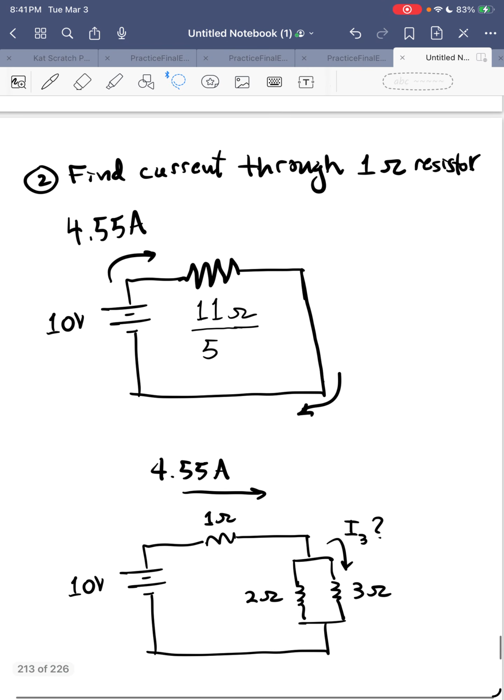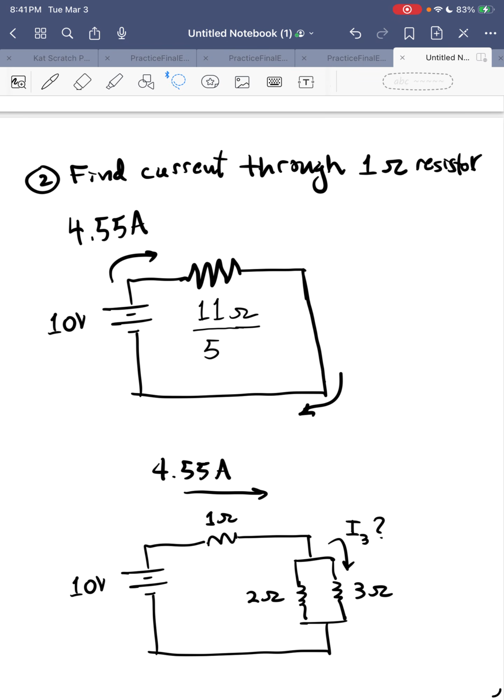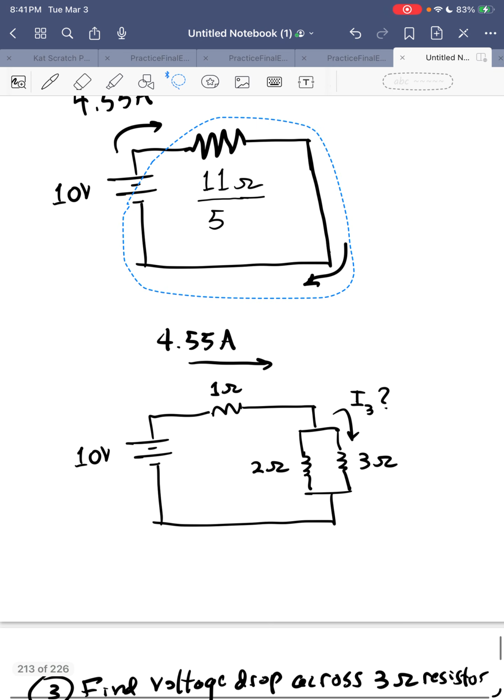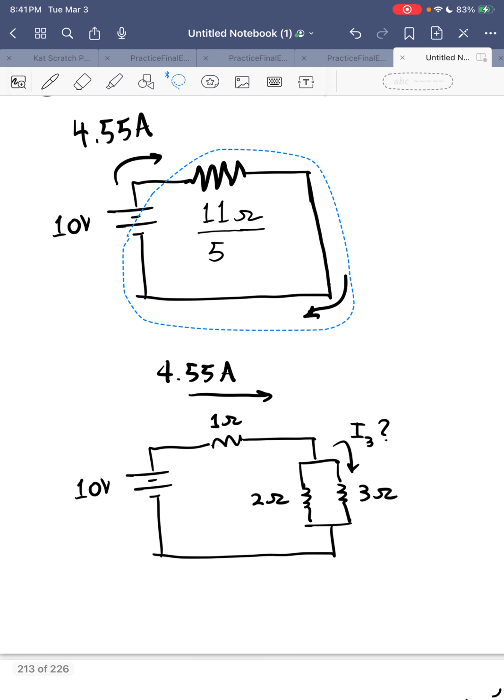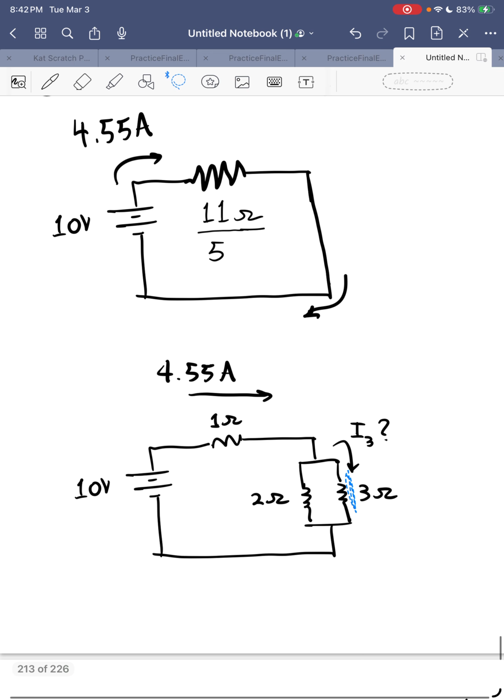Now let's find the current going through the 1 ohm resistor. Well, that's it. It's 4.55 amps. It goes right through there, all the way down and back. Now, if I zoom back out to look at the entire circuit, remember, it started with this 1 ohm resistor here. Then I had these 2 resistors in parallel here. The 4.55 amps is going to go right through the first one, and then it's going to get to these two, and it's going to split in some way. We're going to try to figure that out, and part of it is going to go over the 3 ohm resistor. That's the I3 component.